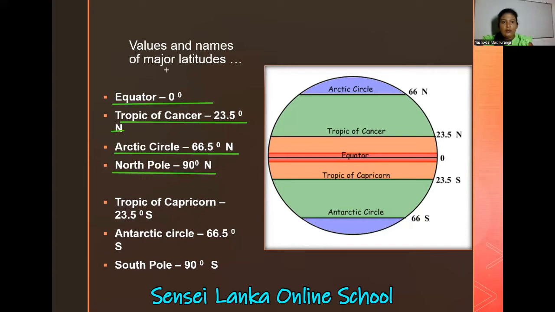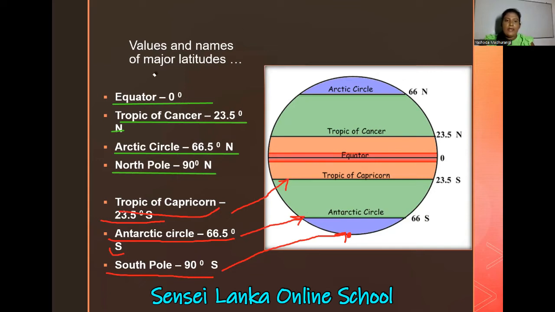Now we are moving down. Tropic of Capricorn 23.5. It is this one. Antarctic Circle 66.5 south. It is this line. South Pole 90. It is there at the end. It is a point, just like a dot like this. So my dear children, you have to remember how to draw this picture and how to name them. It is important to learn.